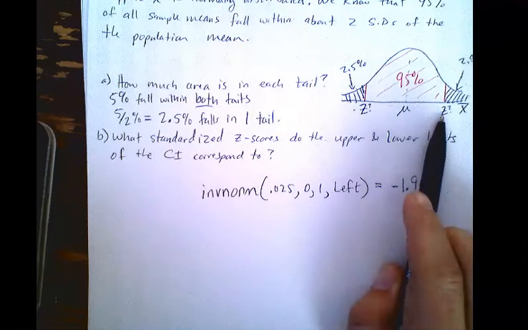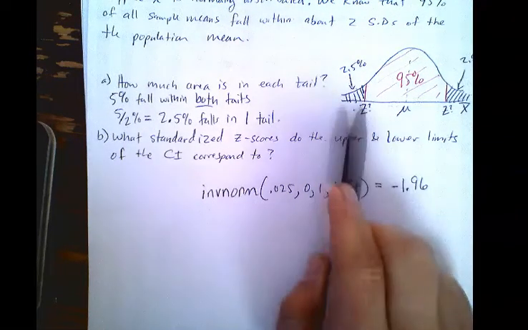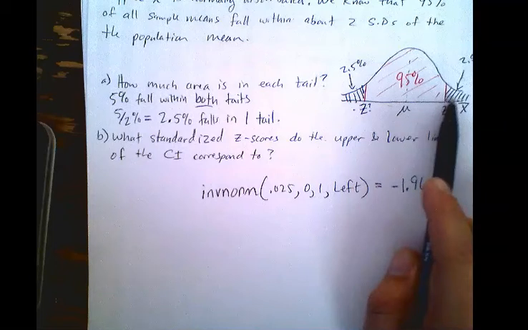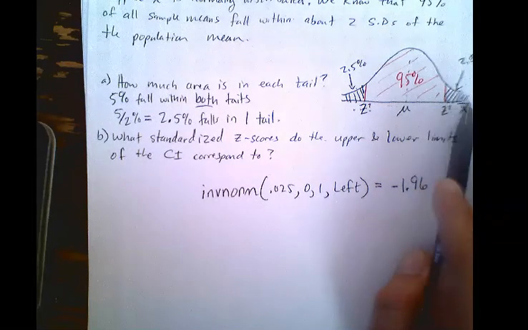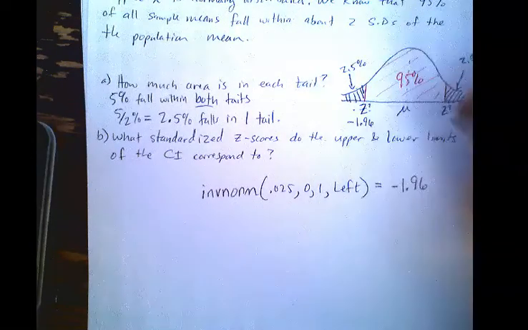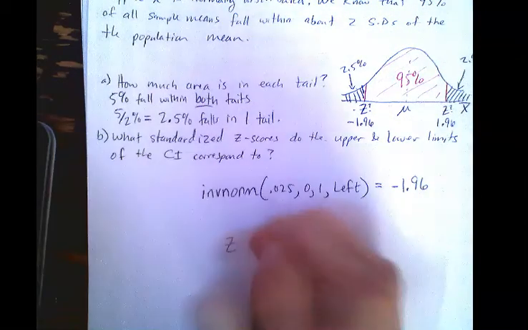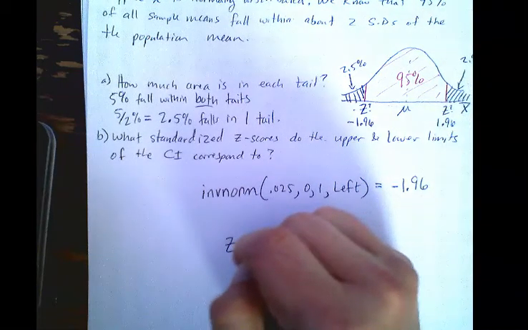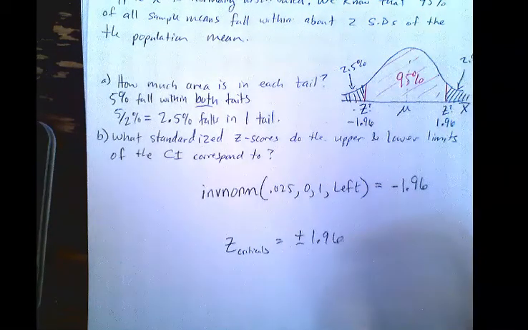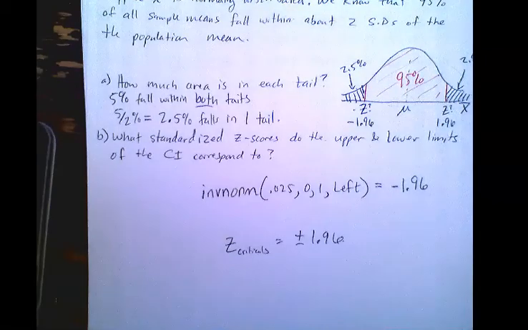This upper z-score, well, it's symmetric, so if 0.025 lies to the left of negative 1.96, then 0.025 area lies to the right of positive 1.96. So this one's going to be negative 1.96. This one's going to be positive 1.96. Okay? So our z criticals are plus or minus 1.96. Okay? All right, so you can pause here and go back to the PowerPoint slides.